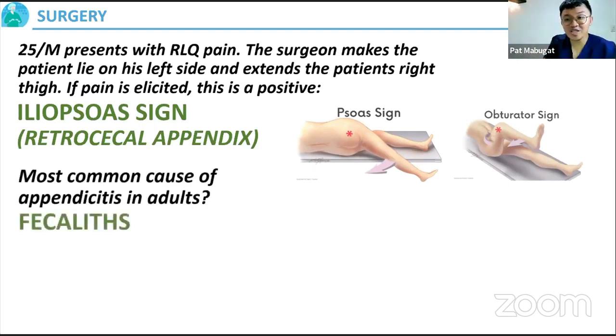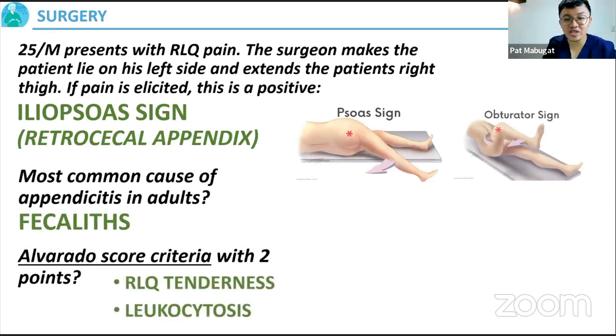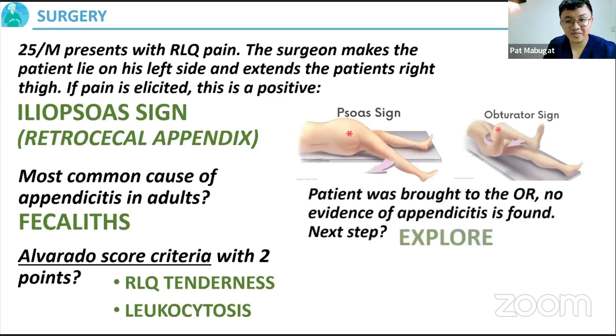What's the most common cause of appendicitis in adults? It's fecaliths. For the Alvarado score, we have 2 points for RLQ tenderness and leukocytosis. We have the Alvarado score mnemonic, MANTRELS: migration, anorexia, nausea, tenderness, rebound, elevated temperature, leukocytosis, shift to the left. So, last 2 slides more.